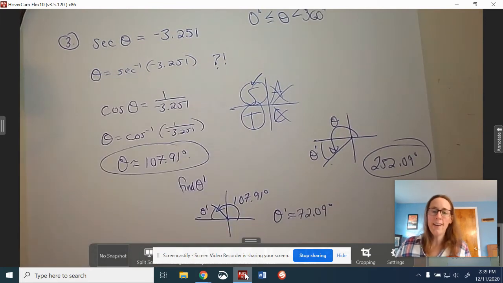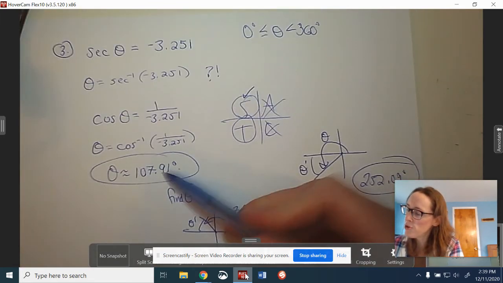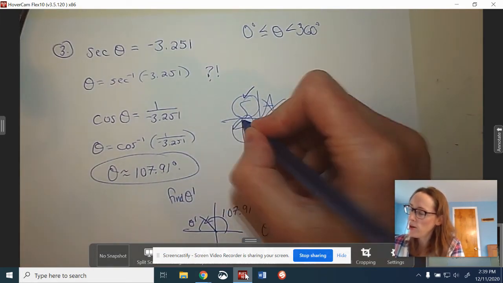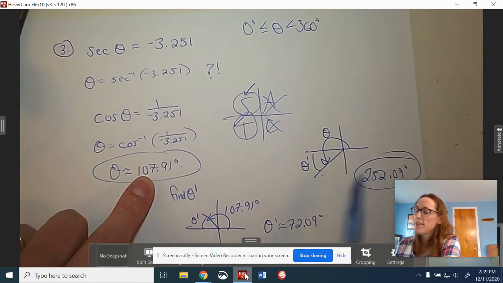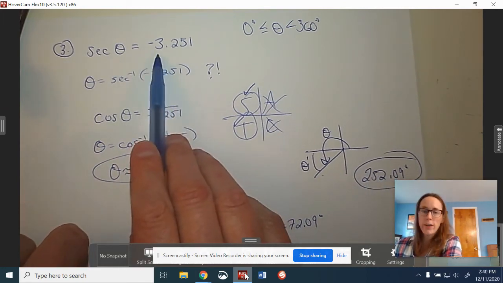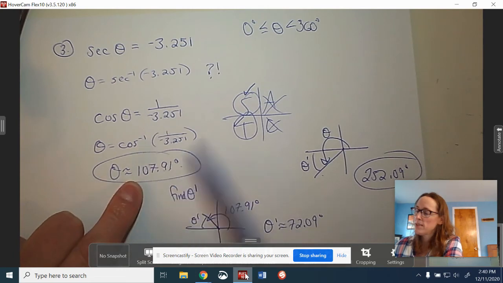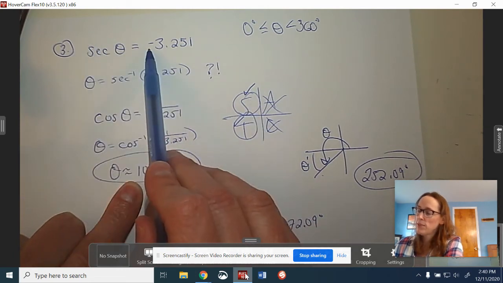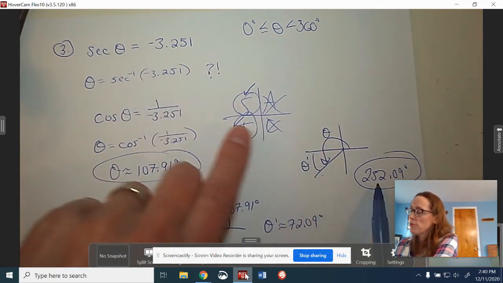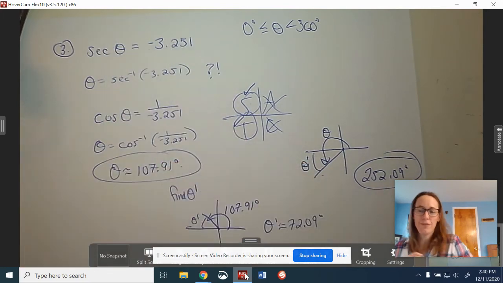So now we have the answer that lives in quadrant 2. We have the answer that lives in quadrant 3. These have the same reference angle, so you're going to get the correct ratio. Because this is quadrant 2, secant will be negative. Because this is in quadrant 3, secant will be negative.